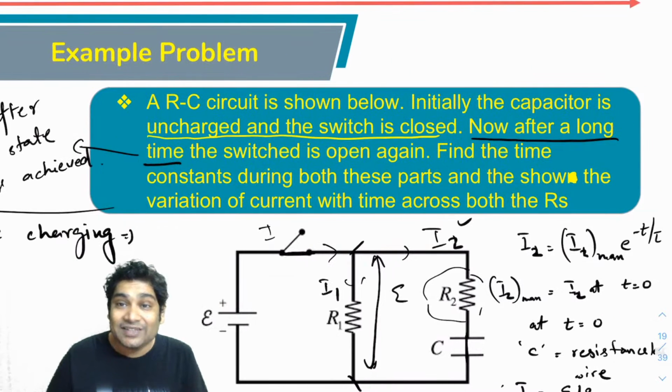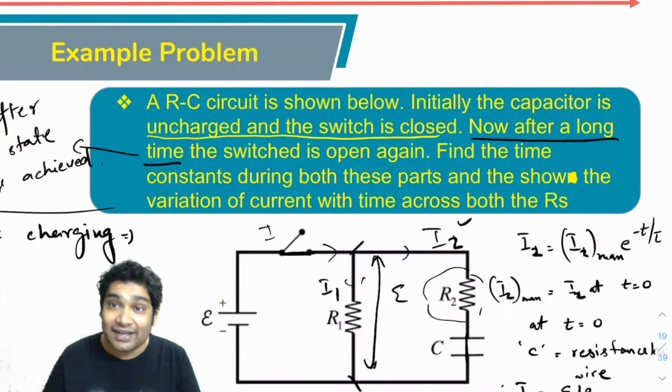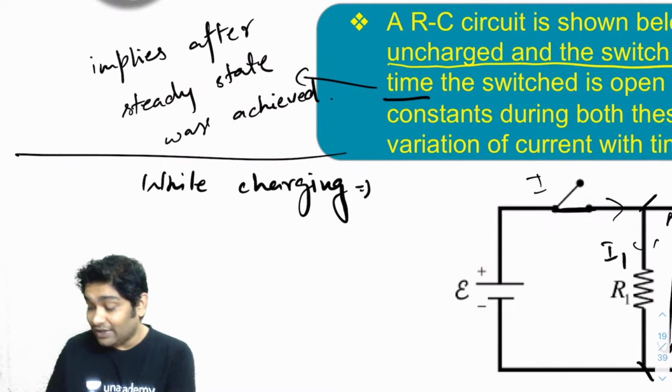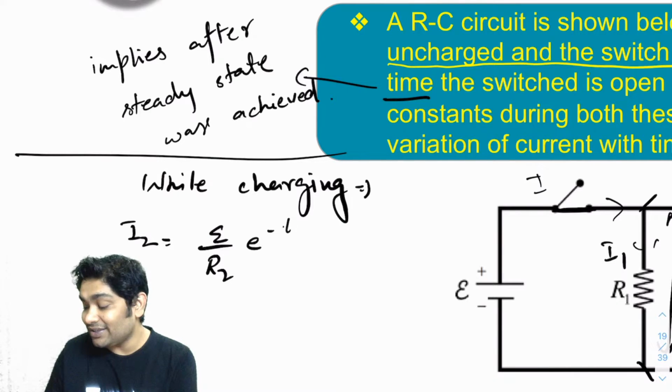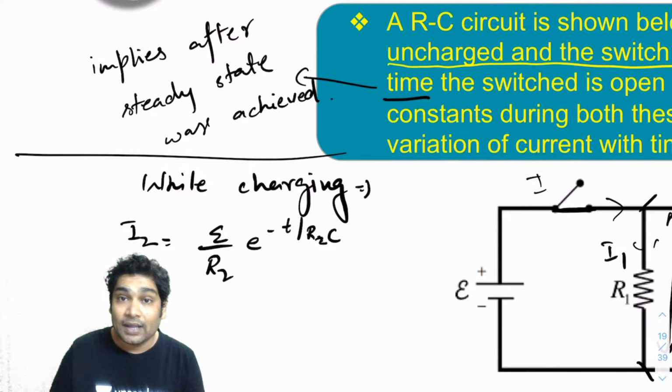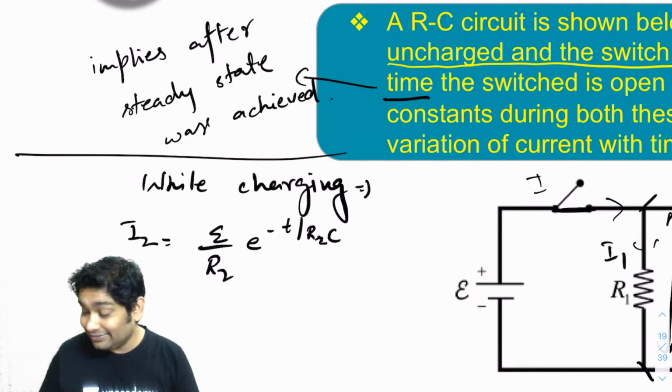Now what you will realize is very, very interesting. Now I can completely write the equation for I2. While charging, I2 would be epsilon over R2 e to the power of minus t over R2C. Correct? How about I1 also?